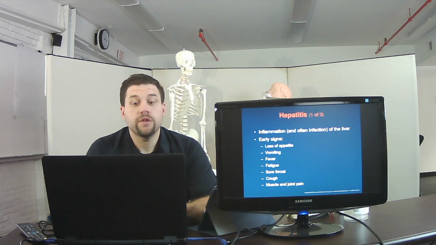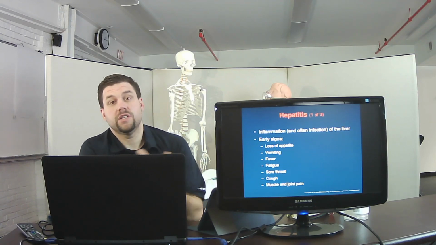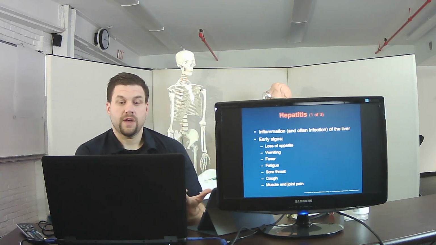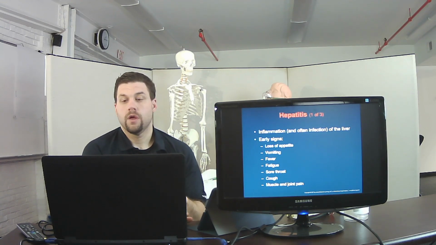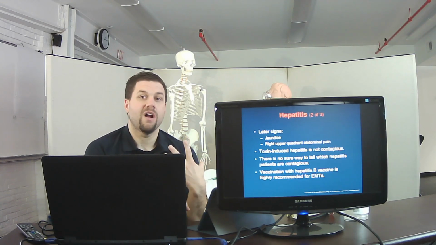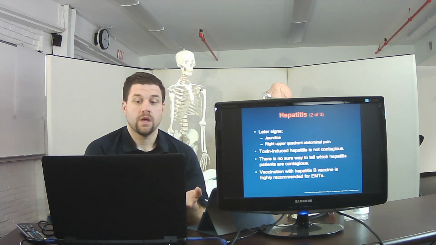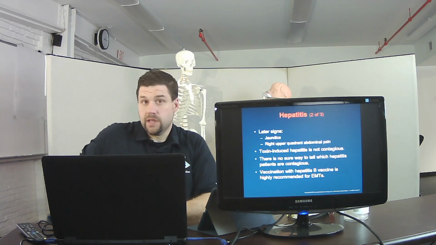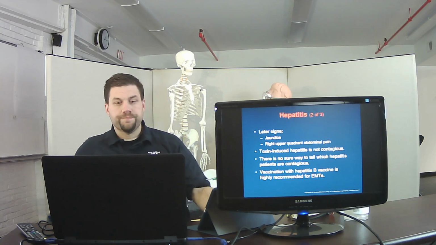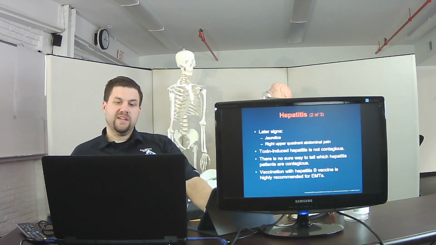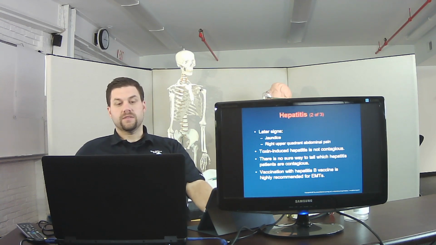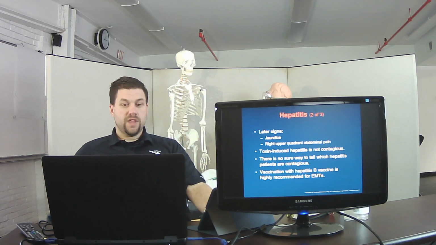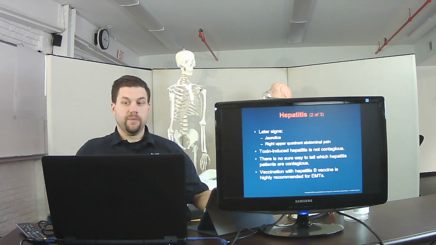Hepatitis. So that's inflammation and often infection of the liver. So loss of appetite, vomiting, fever, fatigue, sore throat, cough, muscle and joint pain. Later on, we'll see things like jaundice, upper right quadrant abdominal pain. That's where the liver is. Toxin-induced hepatitis isn't contagious, but there's no way to tell what type of hepatitis a patient has or which patients are contagious. Vaccination with hepatitis B is highly recommended for EMS.